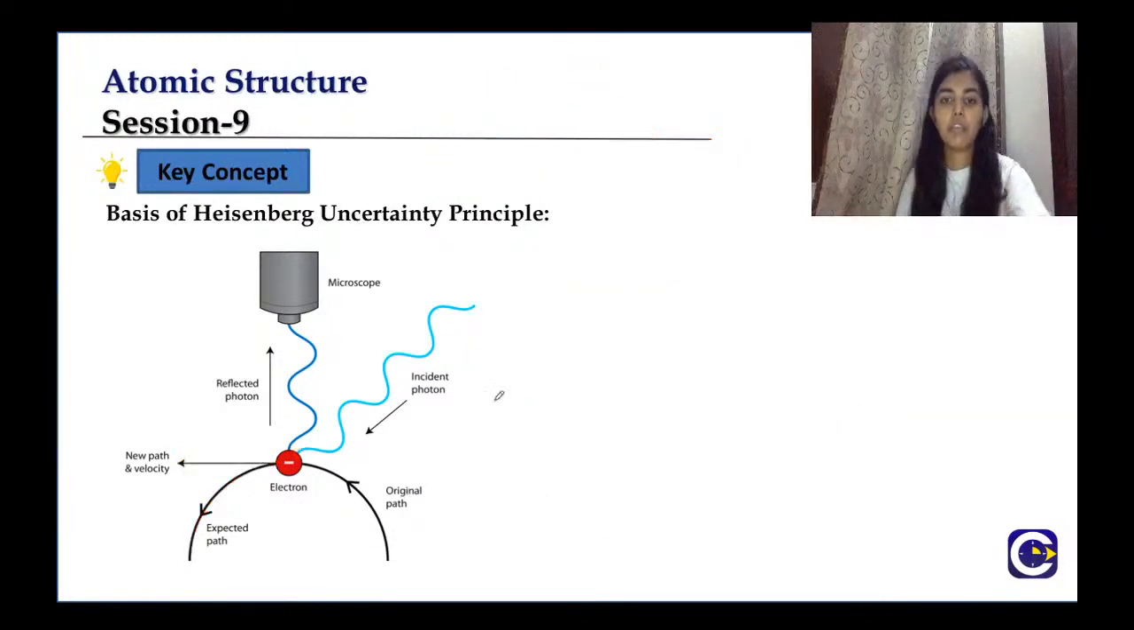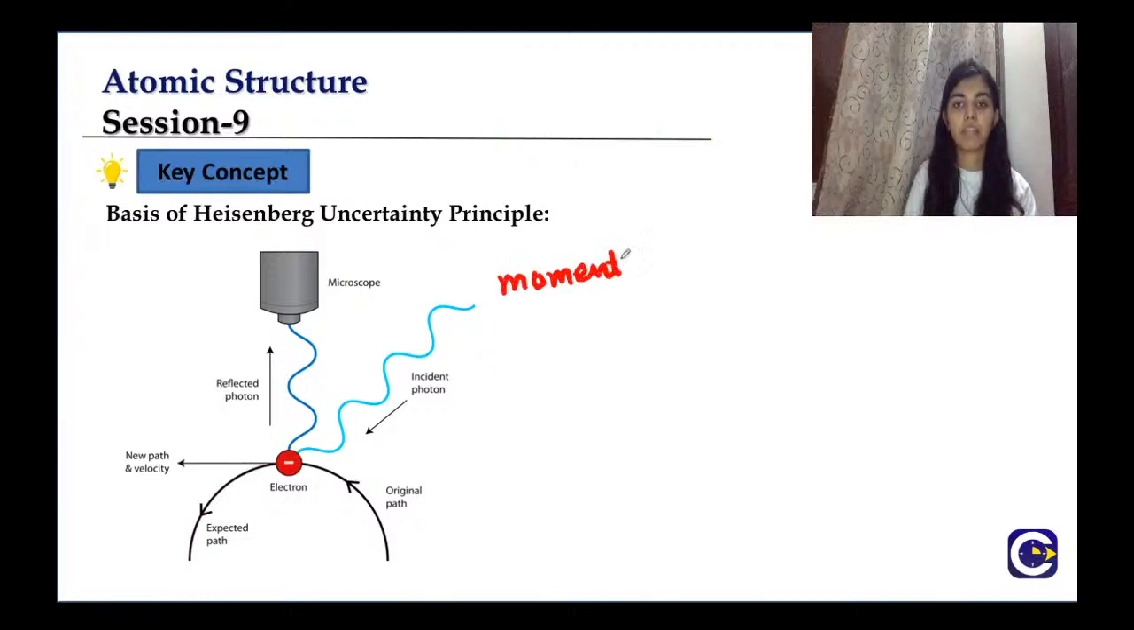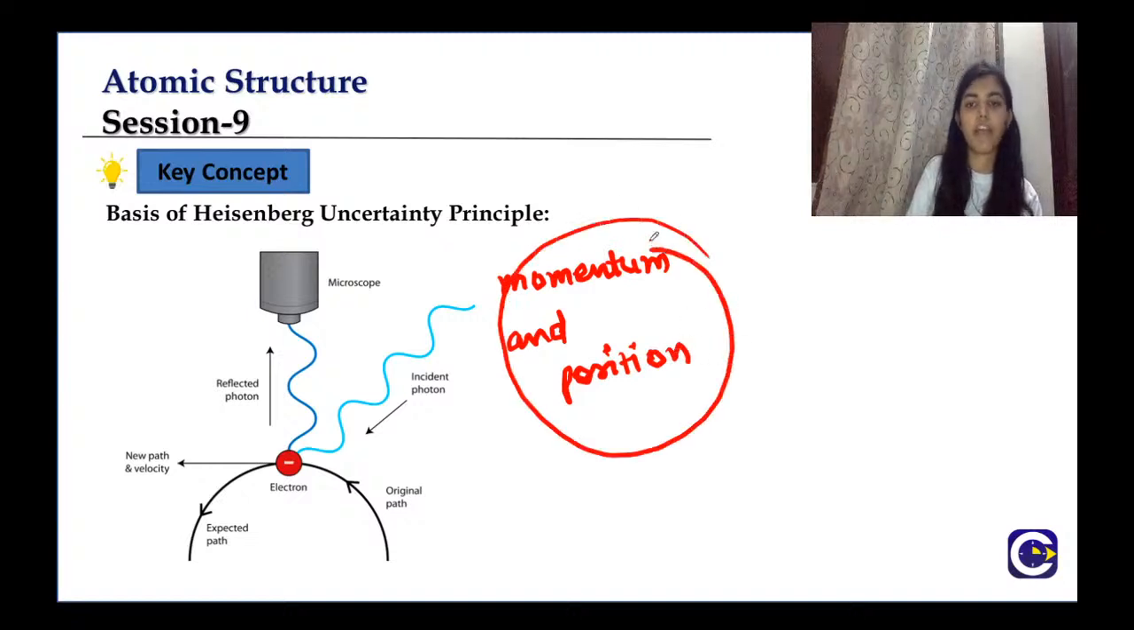So here you say that you cannot define momentum and position of a moving electron simultaneously. This was the gist of Heisenberg uncertainty principle. Okay.